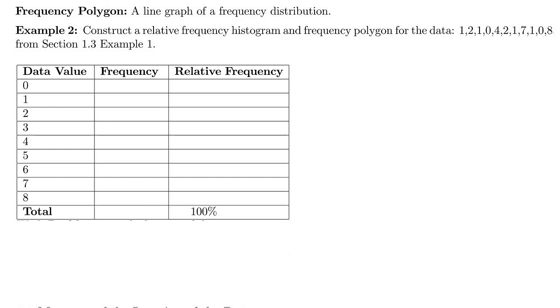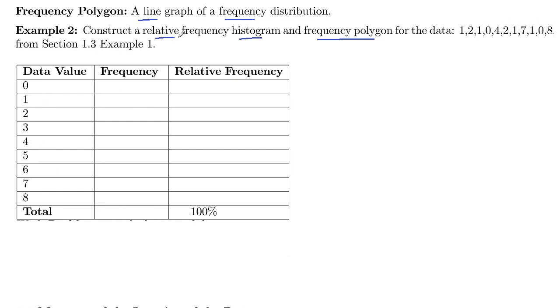Let's take a look at the next type of frequency graph called a frequency polygon. So this is just a line graph of the frequency distribution as opposed to a bar graph. So let's construct a relative frequency histogram and a frequency polygon for the data 1, 2, 1, 0, 4, 2, 1, 7, 1, 0, 8. So I've got the data values listed here.